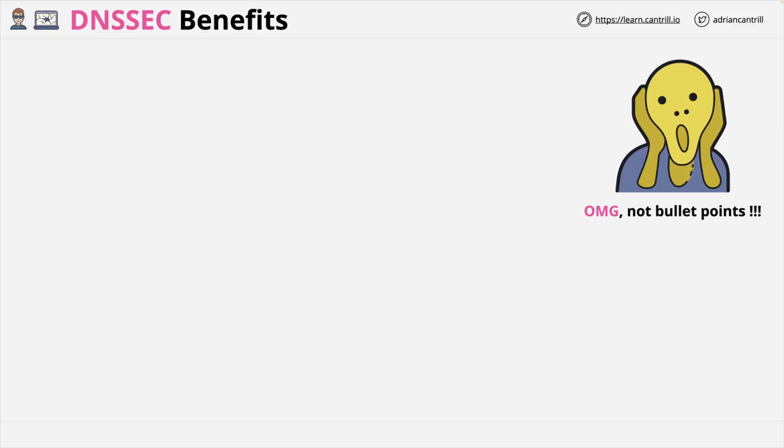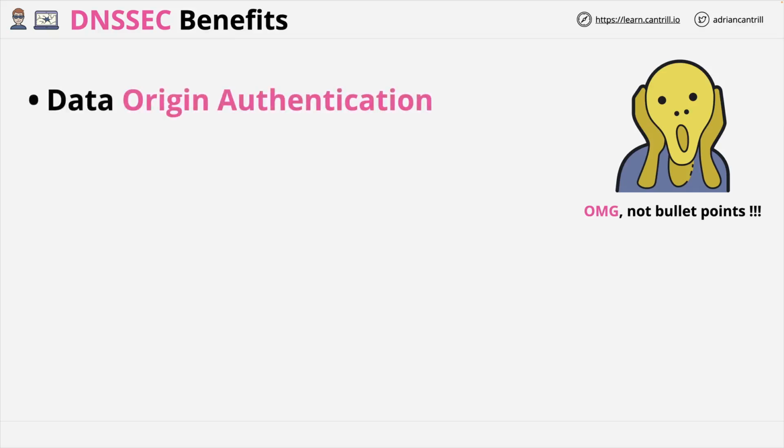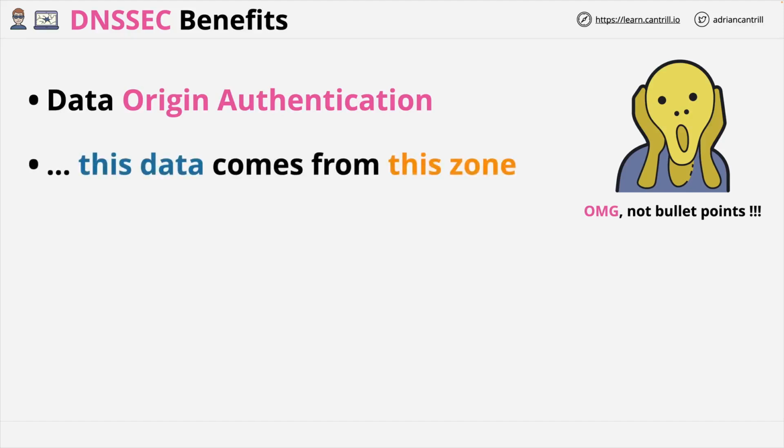Now DNSSEC provides two main improvements over DNS. First, data origin authentication, and this allows you to verify that the data that you receive is from the zone that you think it is. Are the records returned to you from Netflix.com from the real Netflix.com? If you're looking at cached results, are they really from that original zone?